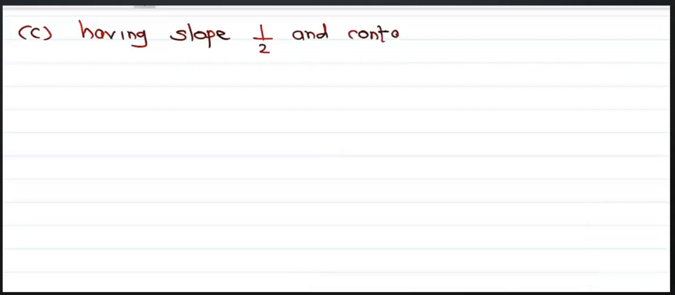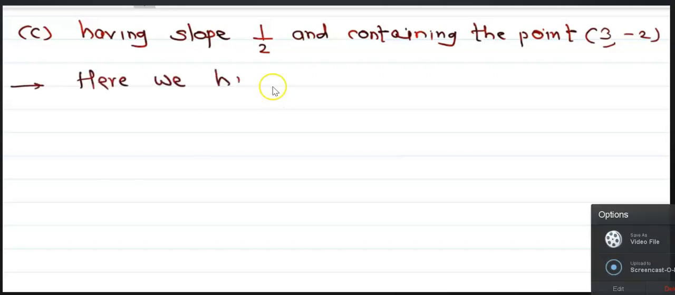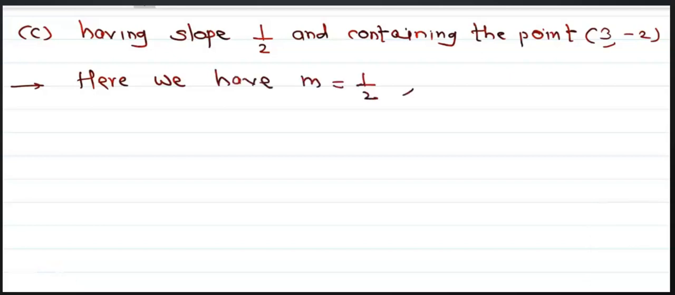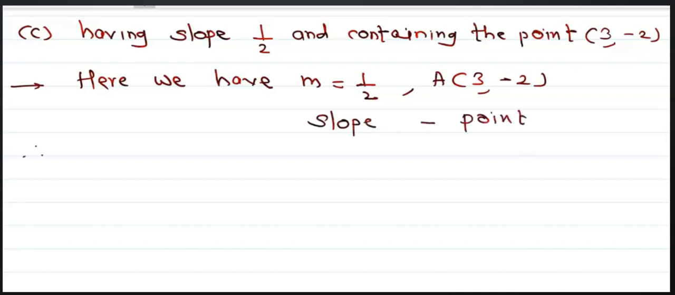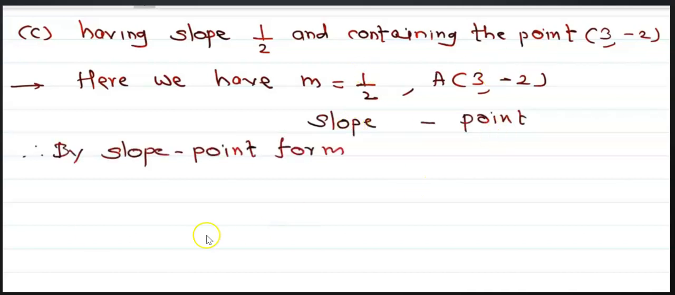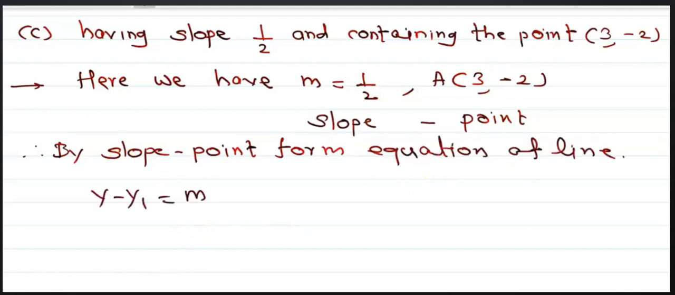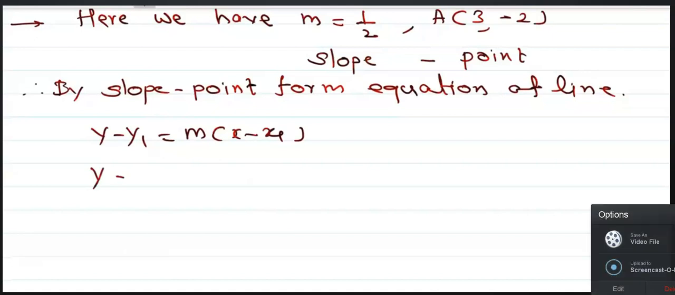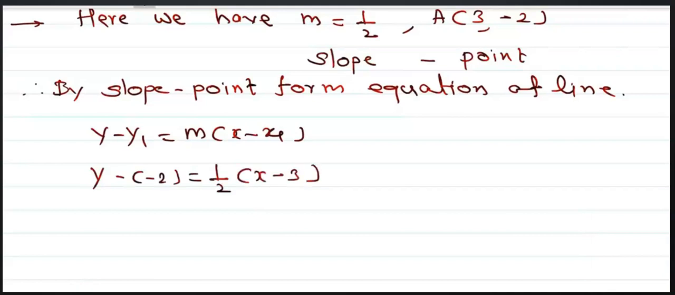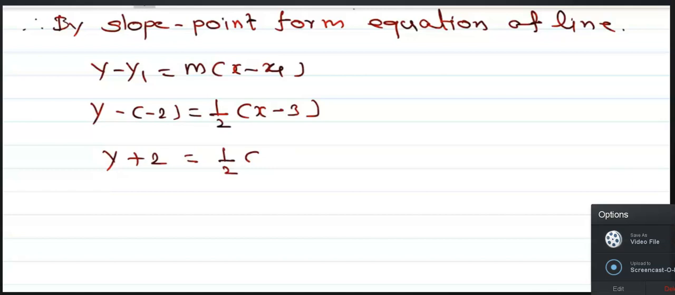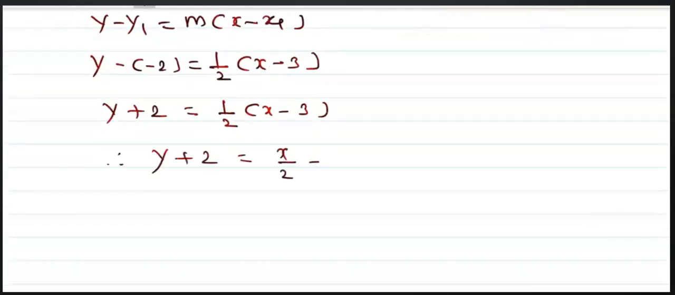Next, the line has slope 1 upon 2 and contains the point (3, minus 2). Now in this case, we know the slope of the line and a point on the line. Therefore, here we will apply the slope point form. By the slope point form, y minus y1 is equal to m times (x minus x1). Now substitute x1, y1 as (3, minus 2), and m is equal to 1 upon 2. Therefore, you will get y plus 2 is equal to 1 upon 2 times (x minus 3).